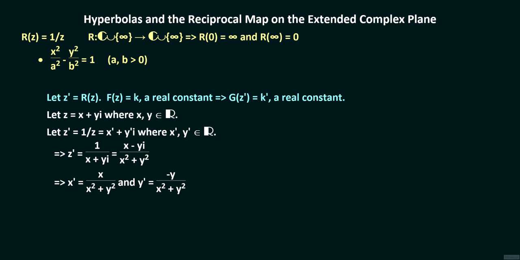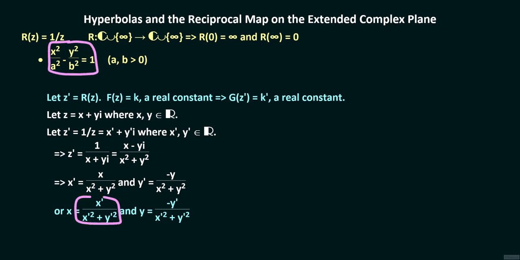Because z prime equals 1 over z and z equals 1 over z prime, these equations are symmetric in the sense that x equals x prime over the quantity x prime squared plus y prime squared, and y equals minus y prime over the quantity x prime squared plus y prime squared. All we did was to move the primes from one side of the equation to the other side. We transformed the equation of the hyperbola by replacing x with its counterpart in terms of x prime and y prime. And do the same for y.